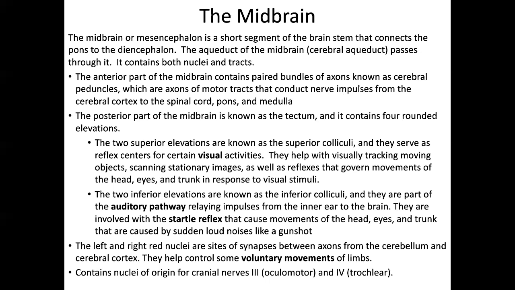Your midbrain will consist of both nuclei and tracts, just like the first 2 things we've talked about. Okay, the anterior part of your midbrain contains paired bundles of axons known as cerebral peduncles, and these are axons of motor tracts conducting nerve impulses from the cerebral cortex to the spinal cord, to the pons and the medulla. The posterior part we call the tectum contains 4 rounded elevations, and the 2 superior elevations are called the superior colliculi, and they are going to help regulate reflexes associated with vision.